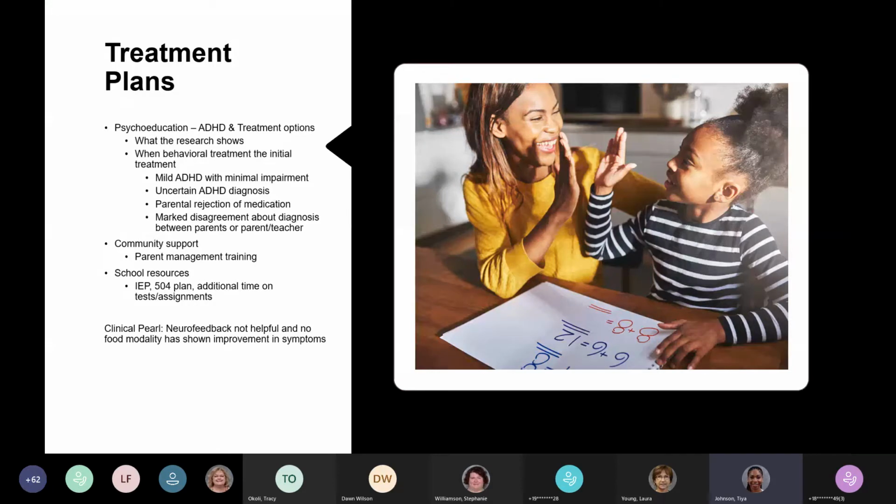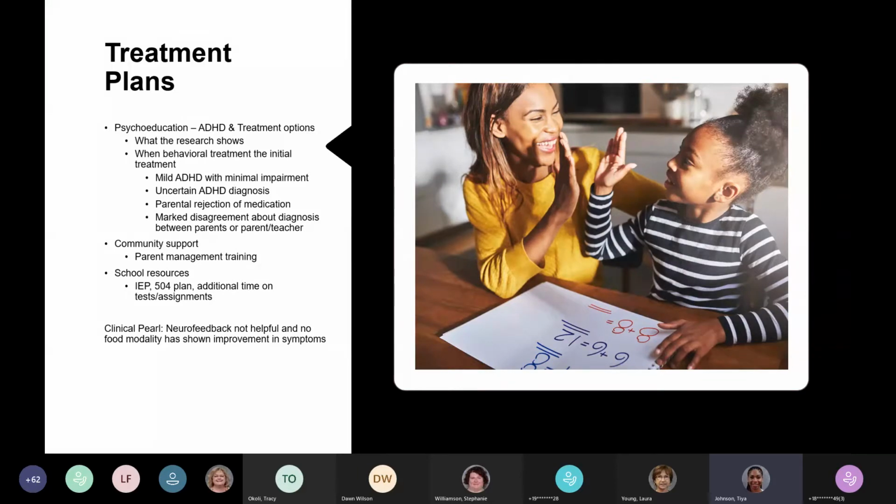Now, there are also community supports that may be available, such as parent management training, and that's just to help the parents better manage the patient's symptoms. So teaching the parents how to deal with the kiddo's ADHD symptoms. And then additional school resources. So do they need an individual education plan? Do they need a 504 plan? Do they need additional time on tests and assignments, but maybe not have a formal IEP or 504 plan?